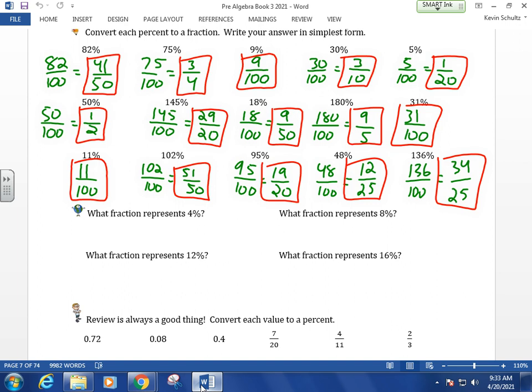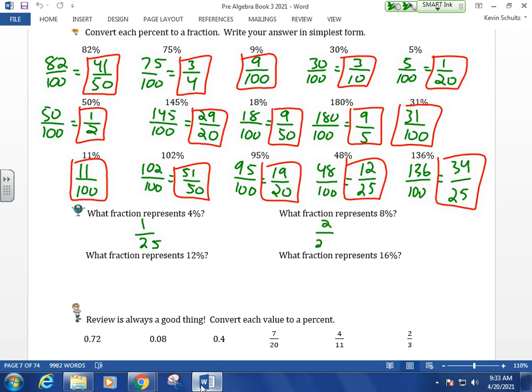You're not going to get something like 136%, where that one's kind of an uncommon simplifying. But if I give you 30%, you should be able to simplify 30 hundredths down to 3/10 mentally. Then what fraction represents 4%? That would be 1/25. It starts as 4 over 100, but then simplifies to be 1/25.